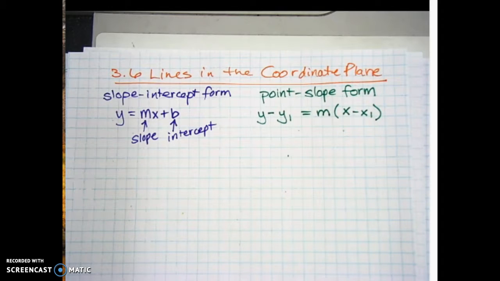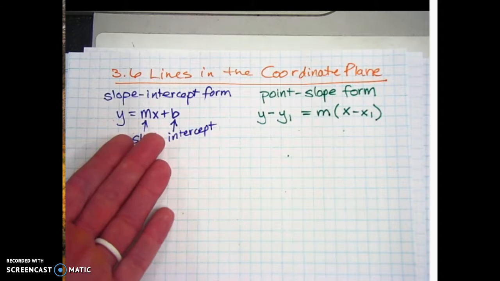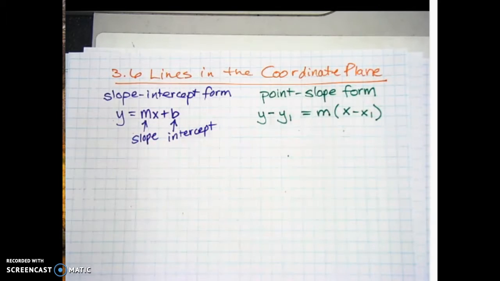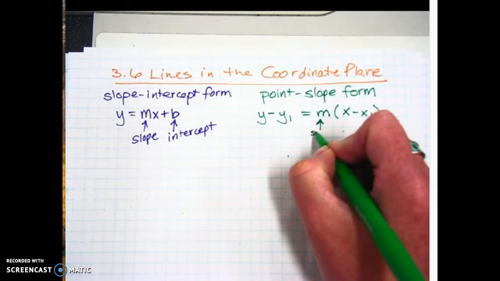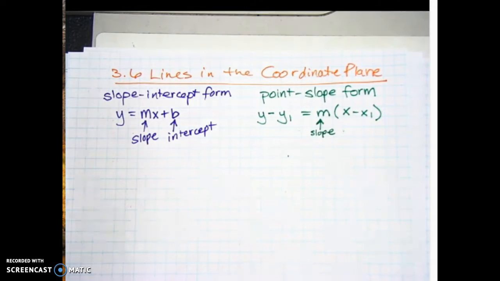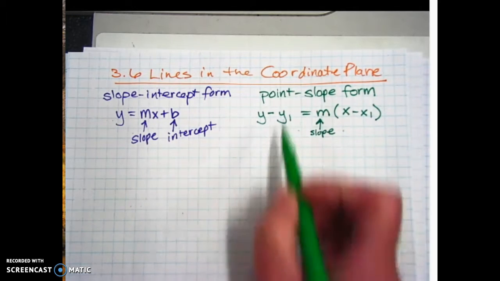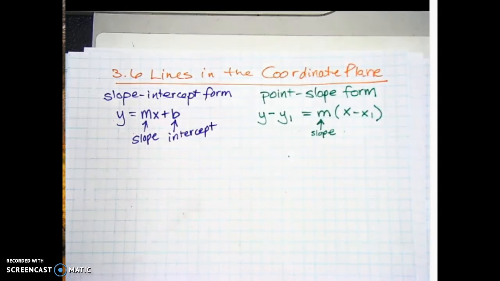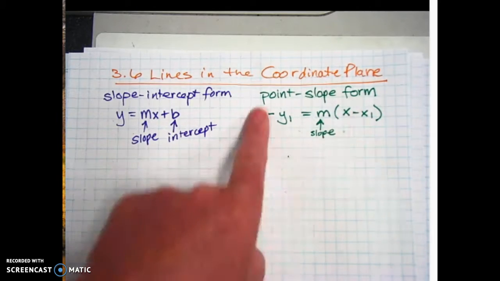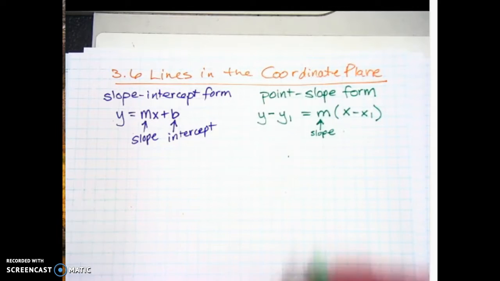You end up with the same variables left over as you do with slope-intercept form, but you actually plug in almost the same thing. That m is still the slope. So you're going to be given the slope and any random point. On this one, you're given the intercept. So that's where it crosses the y-axis. This one can cross anywhere, okay?